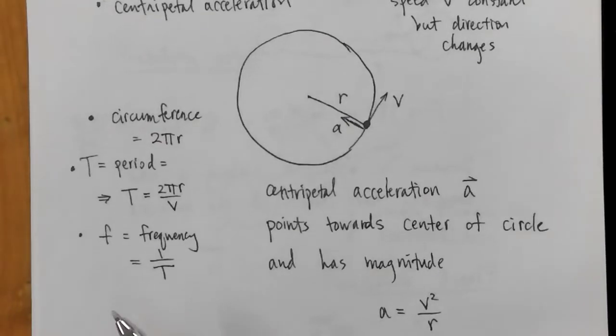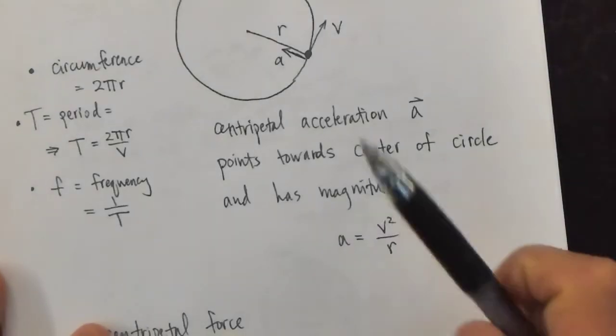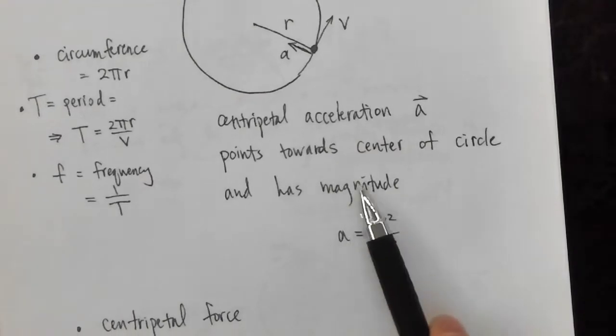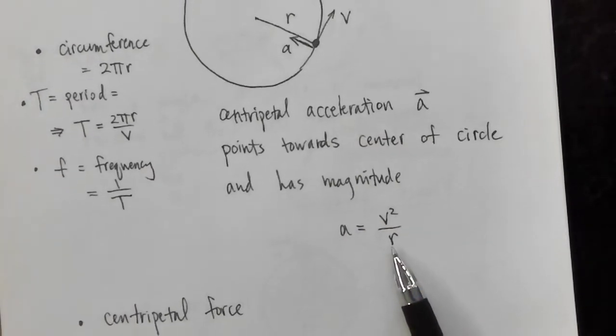And then the frequency is 1 over the period. The frequency is the number of cycles per second, whereas the period is the number of seconds per cycle. Now the centripetal acceleration points towards the center of the circle. It has a magnitude a equal to v squared over r.